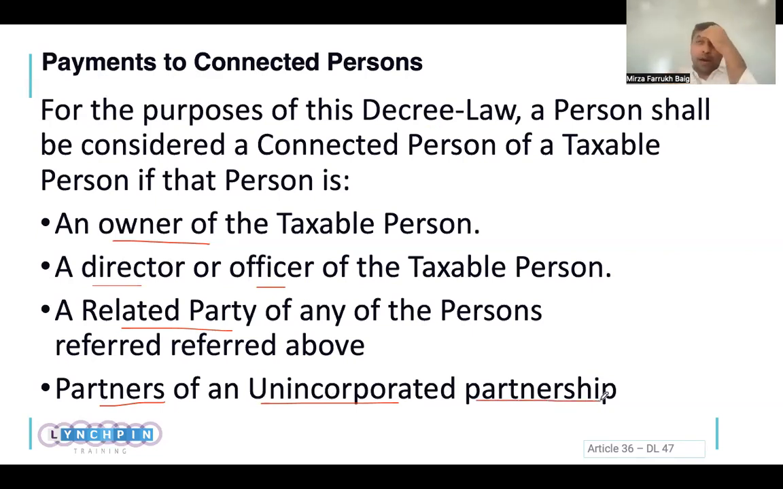Now, an unincorporated partnership is a partnership where a few individuals join hands and start working on a common profit motive. Unincorporated entities normally will be treated as transparent entities, which means that the unincorporated partnership itself will not be taxed. Rather, income will be distributed among all the partners, and each of them would be taxed individually. So all the partners of such an entity would also be considered connected persons.